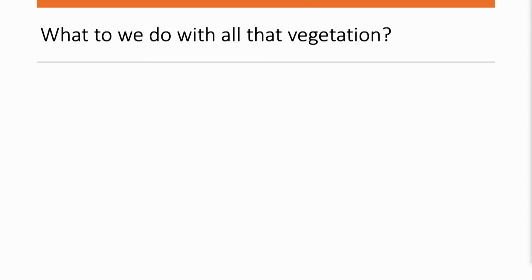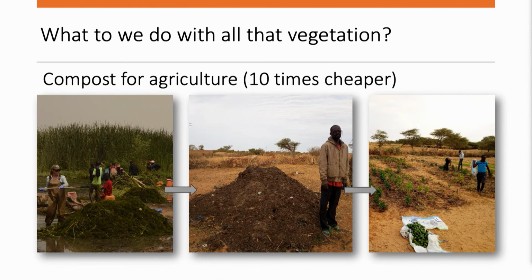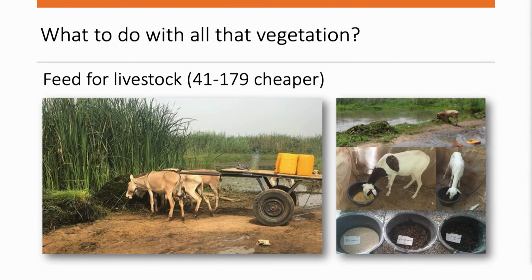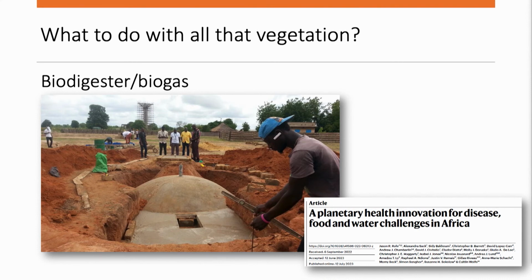But the next question here, which I think is even more interesting, is what do we do with all that vegetation? One thing that we look at is that we can use that floating vegetation to create compost for agriculture. And this provides crops at the same level as using industrial fertilizers at only 1/10 of the price. Not only that, this can also be used as feed for livestock. And again, in this experiment, we show that it can feed livestock at a cost that is only a small fraction of the other types of feed. And last but not least, there are promising results also in using floating vegetation in a biodigester for the production of biogas. And all these results have been shown in detail in these papers that we have recently published.